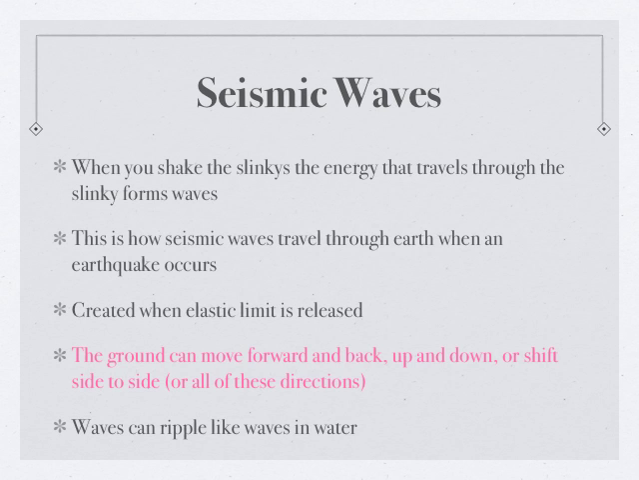The next thing we're going to talk about is seismic waves, and there are three different types of seismic waves that we're going to talk about. We're going to be doing a slinky lab, and when you shake the slinkies, the energy goes through the slinky in waves, and we're going to notice that when we do our lab. This is also how seismic waves travel through the earth. When an earthquake is created, that energy is released in the form of seismic waves. This is created, again, when that elastic limit is reached and that energy is released.